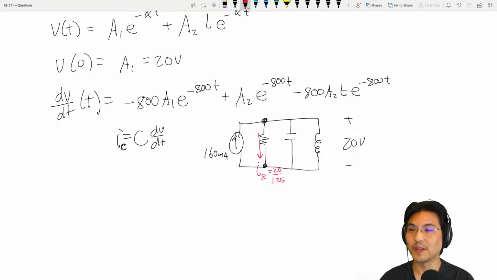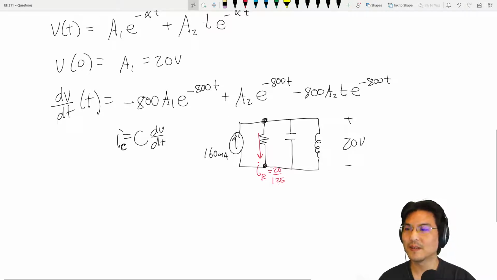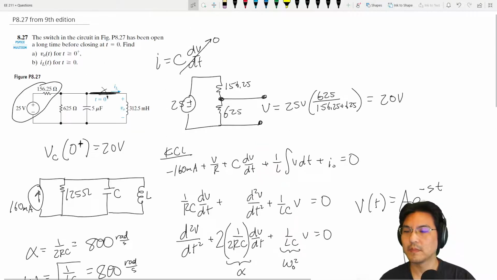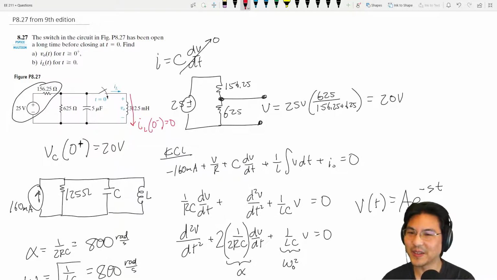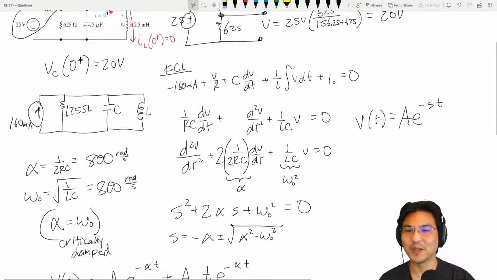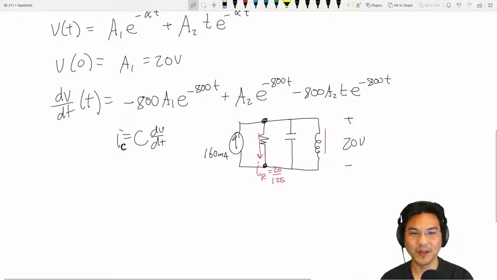And then for the inductor, before, when the switch was open, the current going through the inductor before we hit the switch was 0, right? Because it wasn't even connected to anything. And after we close the switch, the current through the inductor cannot change instantaneously. So if it was 0 before we hit the switch, it's going to be 0 immediately after. Okay, so we know the current for the inductor is 0.